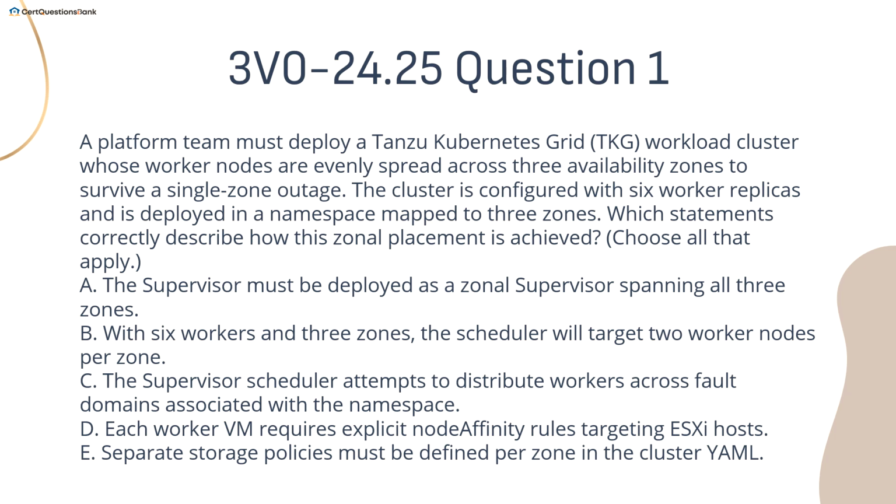Choose all that apply. A. The supervisor must be deployed as a zonal supervisor spanning all 3 zones. B. With 6 workers and 3 zones, the scheduler will target 2 worker nodes per zone. C. The supervisor scheduler attempts to distribute workers across fault domains associated with the namespace. D. Each worker VM requires explicit node affinity rules targeting specific hosts. E. Separate storage policies must be defined per zone in the cluster YAML.